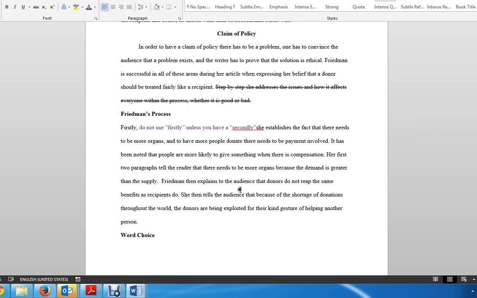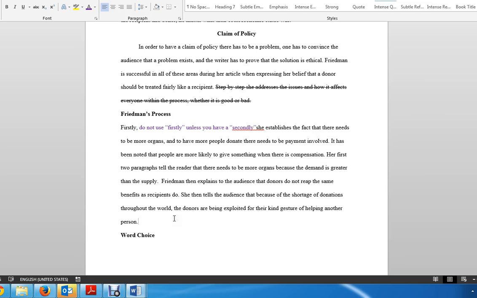You say her first two paragraphs tell the reader that there needs to be more organs because the demand is greater than supply. Give me a quote and support that. Friedman then explains to the audience that donors do not reap the same benefits as recipients do. She then tells the audience that because of the shortage of donations throughout the world, the donors are being exploited for their kind gesture of helping another person.